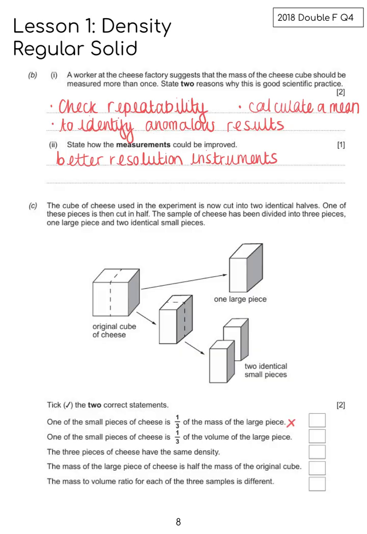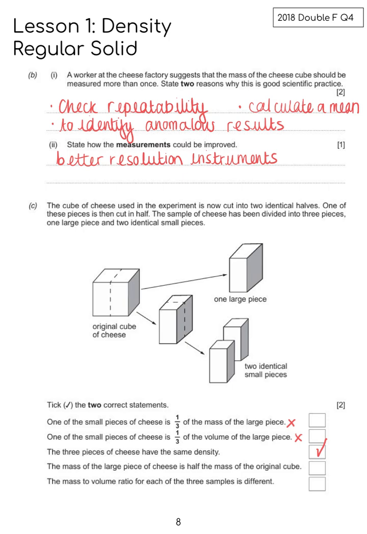because the small pieces will be half the mass of the large piece. And same for the next one. One of the small pieces of cheese is a third of the volume of the large piece. Nope, a small piece of cheese is half the volume of the large piece. Statement 3, the 3 pieces of cheese have the same density. That is true because they're the same material, they will have the same density throughout.